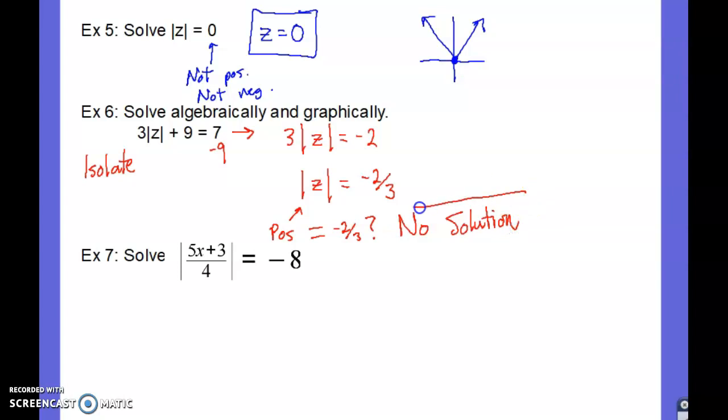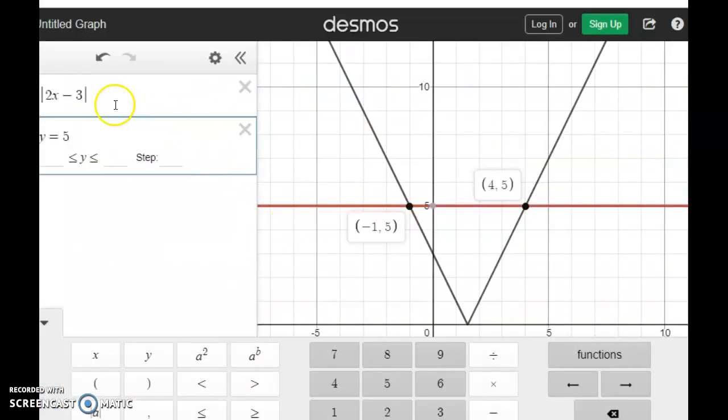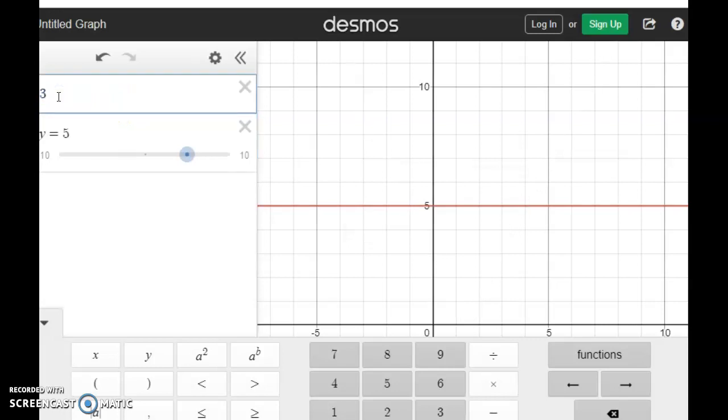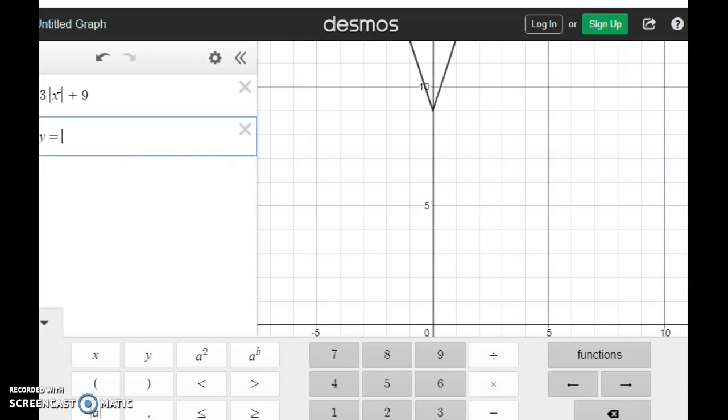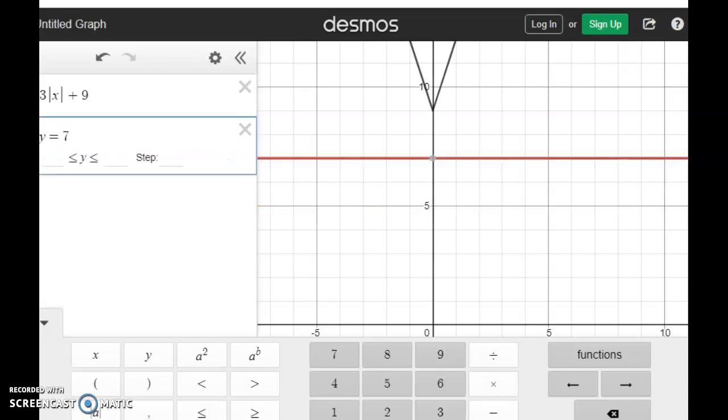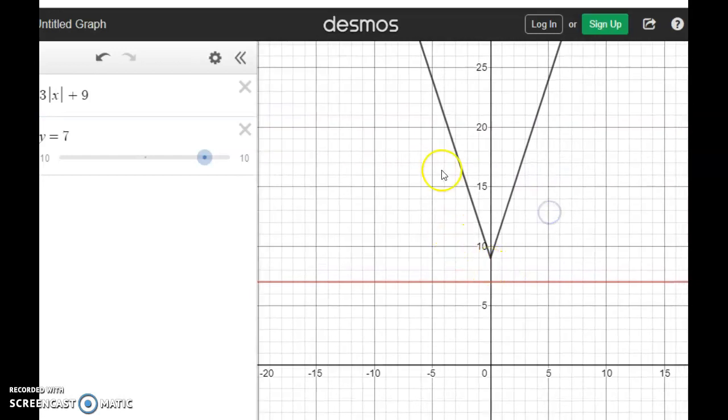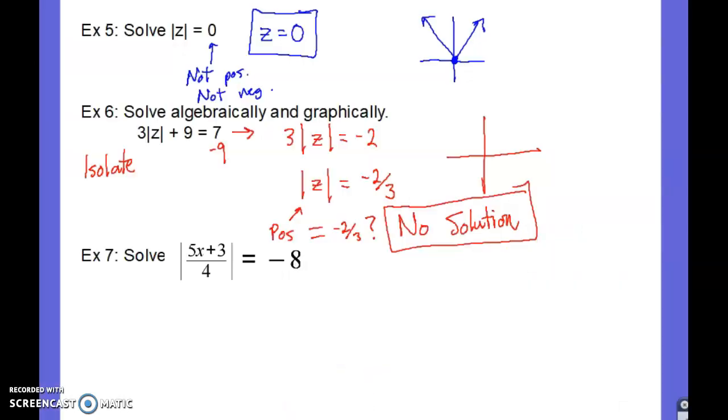And again, they're asking you to look at the graph of this. I'll just look at the graph of this function because I want to keep this pretty simple. Let me pull up Desmos again. And we have this 3 absolute value. I'm going to change it to x though, plus 9. And we're going to see where it equals 7. So as I zoom out, you can see the two functions. Where do they intersect? Nowhere. So there's no solution. That is all we're looking for there.